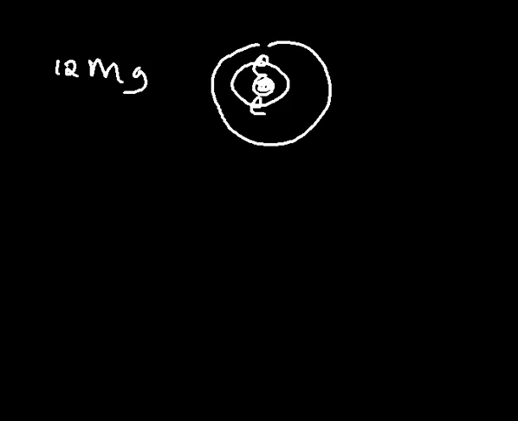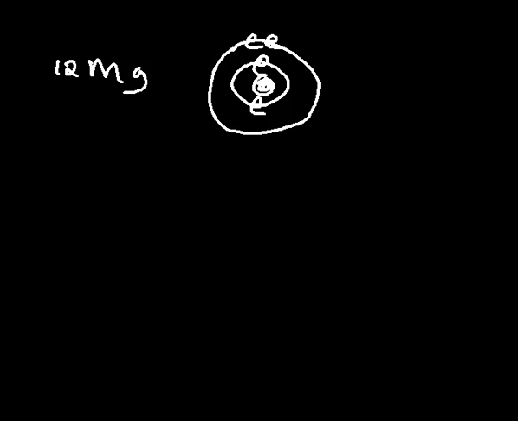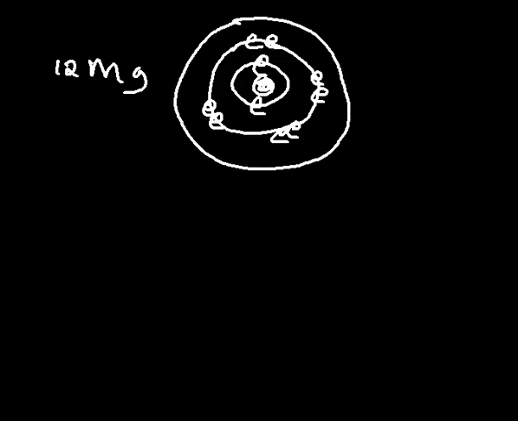But now let's consider this kind of a case: the case of magnesium. Magnesium is said to have 12 electrons. Let's think of its atomic structure. The first energy level has 2 electrons, the second energy level has 8 electrons, and the third energy level has, let's say, 2 electrons.